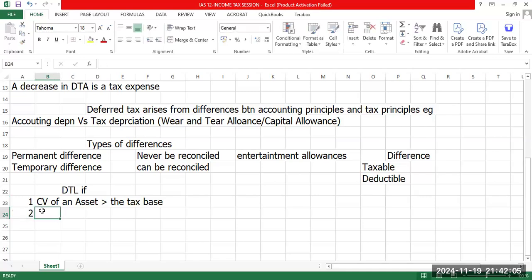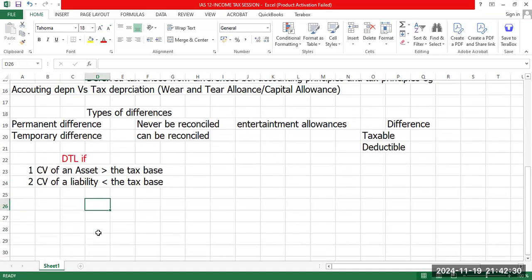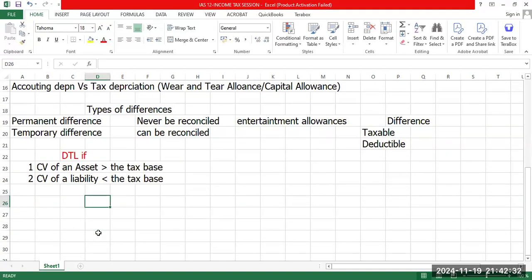Number two, if the carrying value of a liability is less than the tax base. In such a scenario, you will have deferred tax liability. Okay. Carrying value is computed using accounting principles. Tax base is computed using the tax principles.